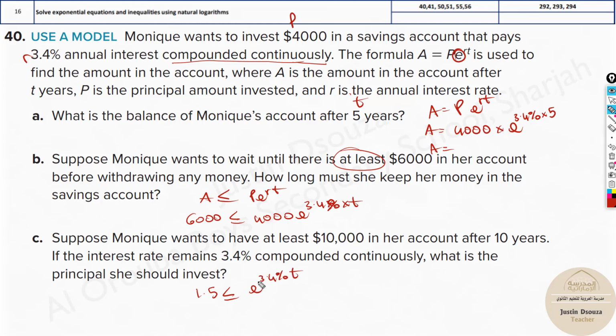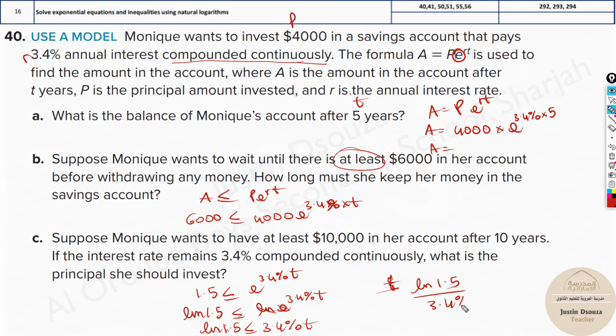Now to solve exponentials, all you need to do is take the natural logarithm on both sides: ln here and ln of e to the power 3.4% t. What happens is they are inverse, right? Natural logarithm and exponential. So basically you will have ln 1.5 less than or equal to 3.4% t. To find t, I'll write in the same order because there's inequality: ln 1.5 divided by 3.4% is less than or equal to t.